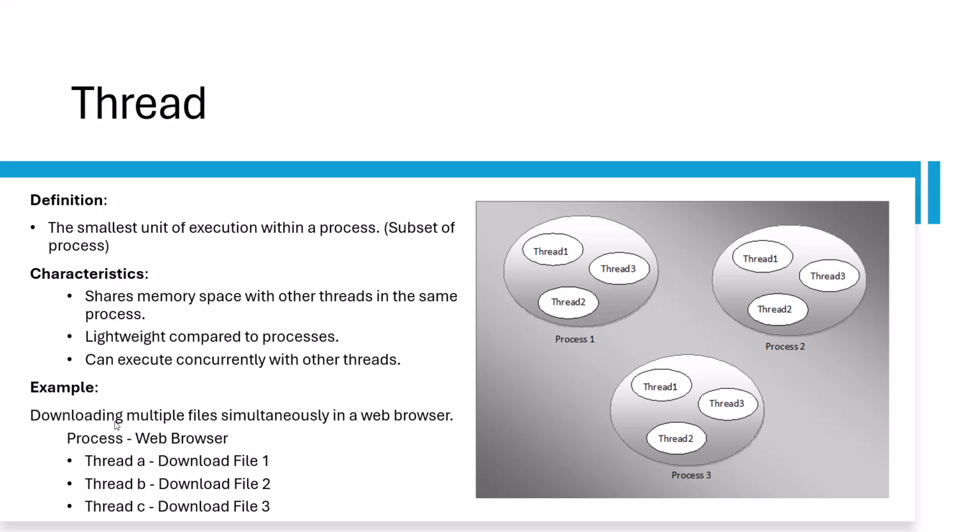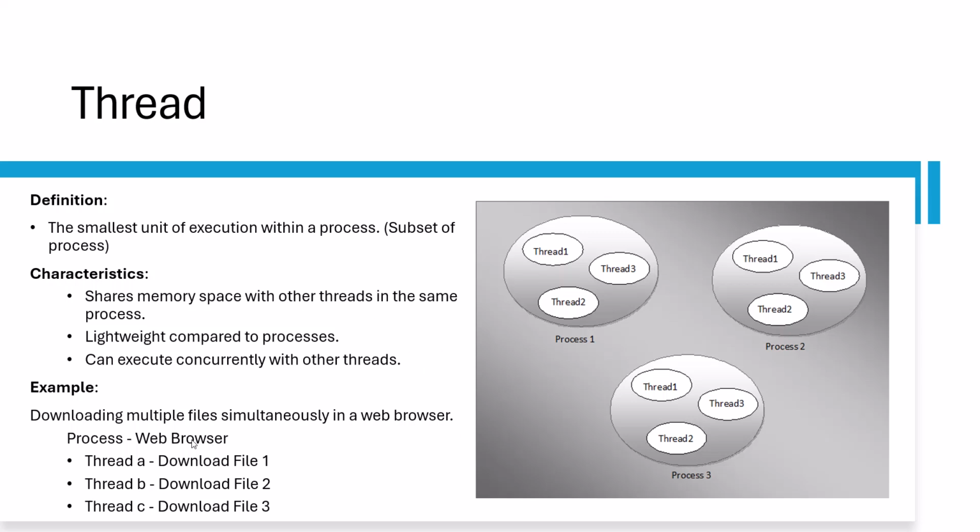The example is downloading multiple files simultaneously in a web browser. Let's say that I have the web browser Chrome, and I have one process running there, and I want to download multiple files, right? So the process is our web browser. I have opened the Chrome web browser and I want to download multiple files from Chrome.